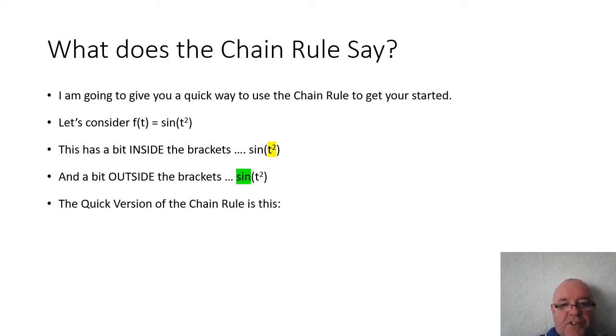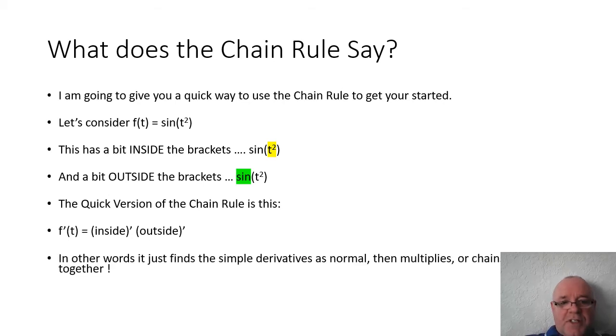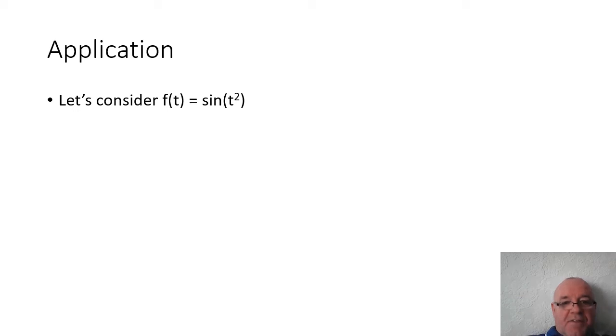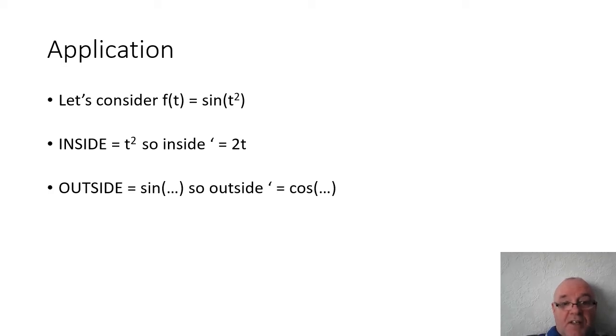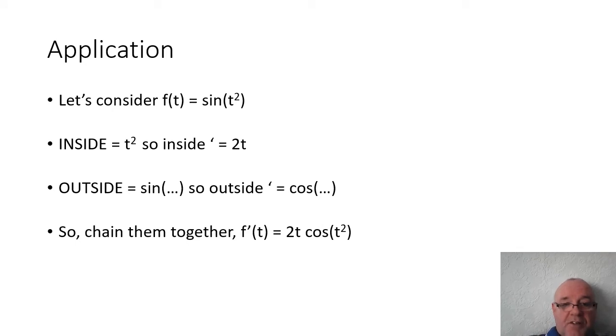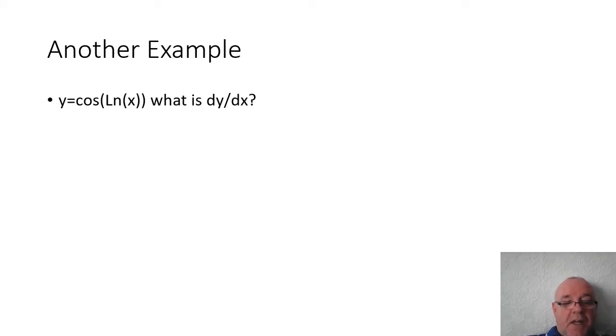Now the quick version of the chain rule is that the derivative is just inner dashed, outer dashed, or inside dashed, outside dashed. The dash just means you differentiate it. So have a bash at it. Let's consider f(t) as sine t squared. The inside is t squared, so if you differentiate that, you just get 2t. The outside is a sine function, so if you differentiate that, you get a cosine. So if you chain them together, you get that the derivative is going to be 2t times cos t squared. Simple as that.